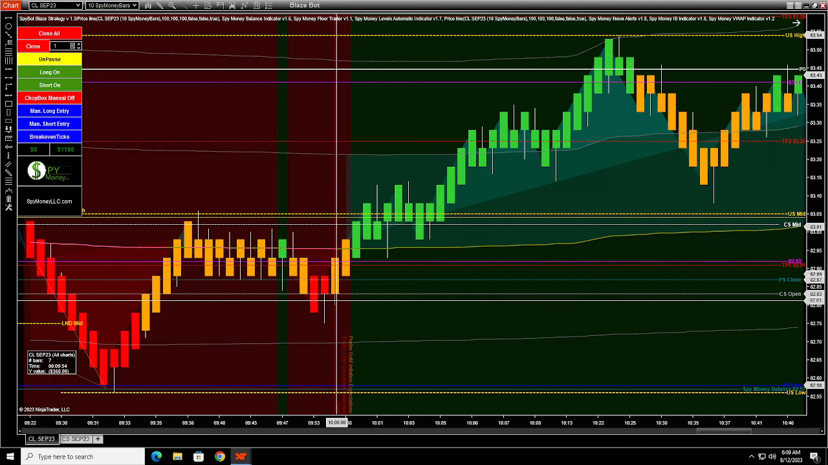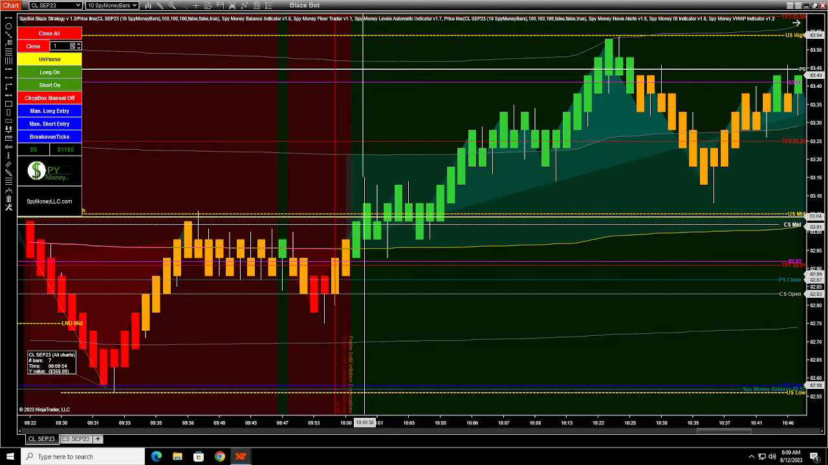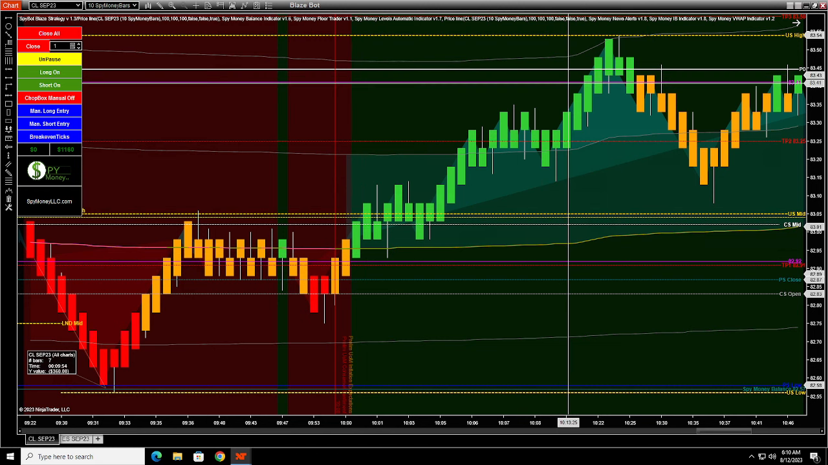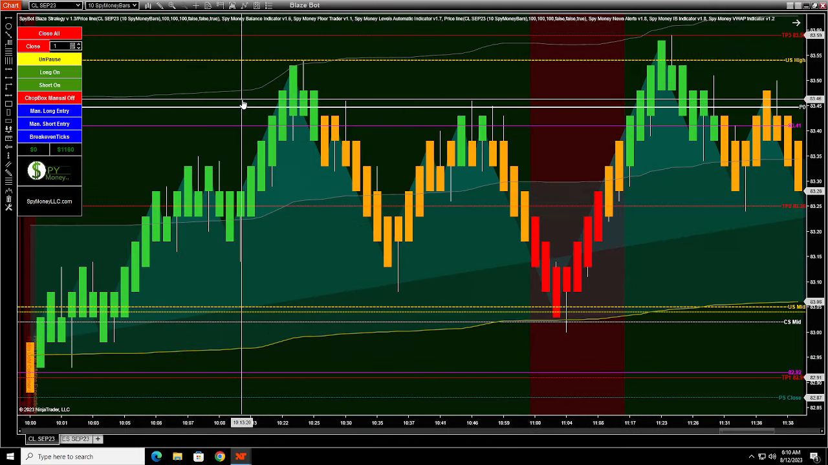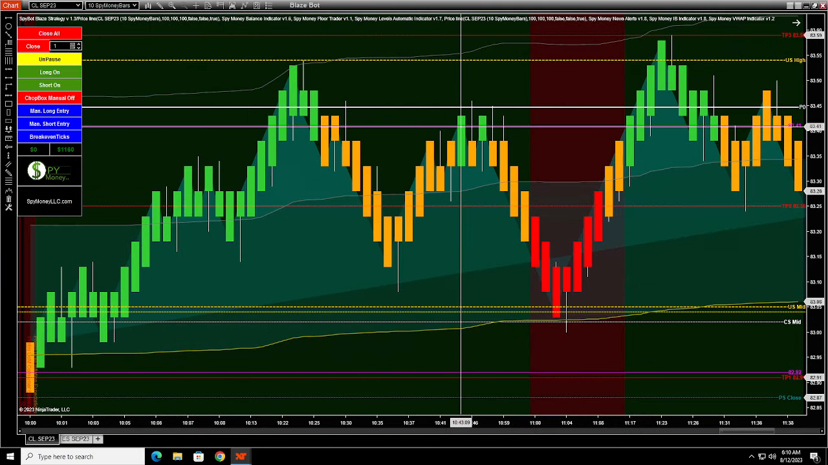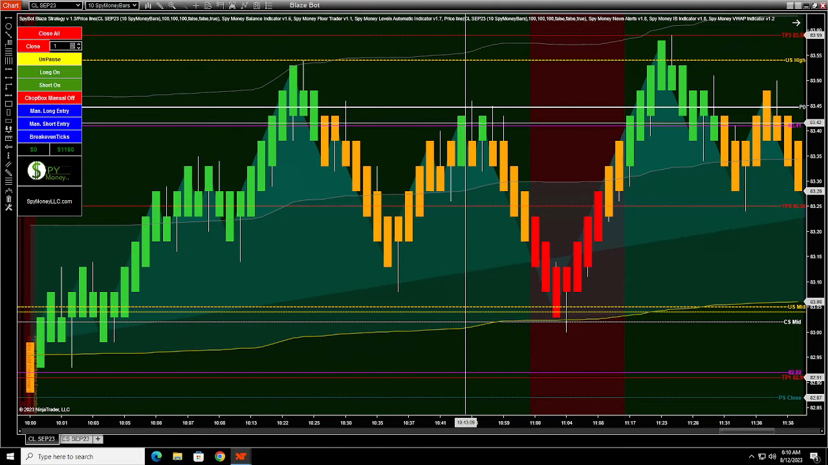Here's your breakout. So our next trade would be right here. And that would have been a good trade. We would have played it all the way up to the purple level, our SPY money level. And then when we come back, we would not take this one because we're at the level. So again, when we're at that level, we don't trade.